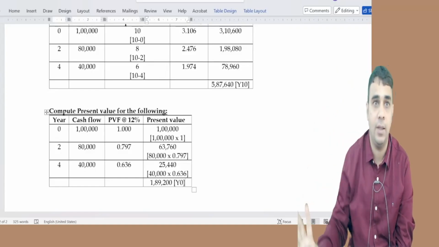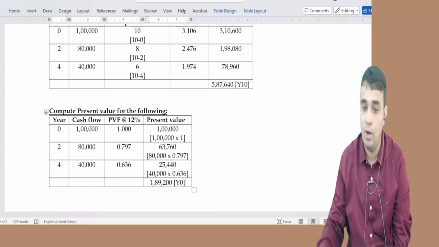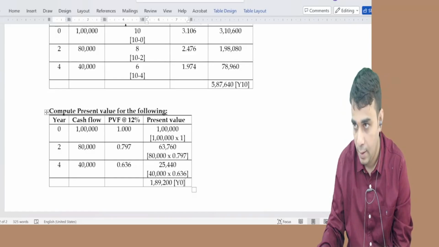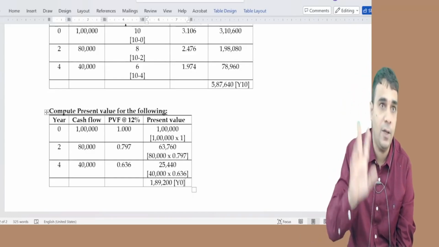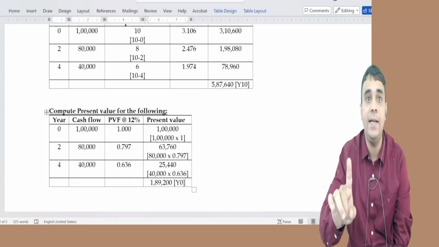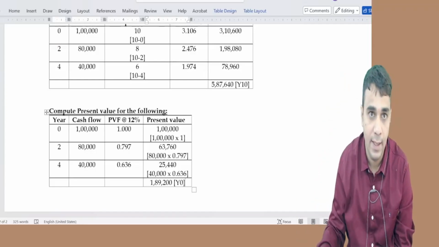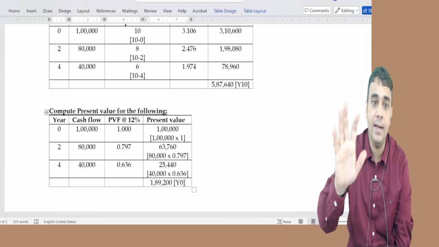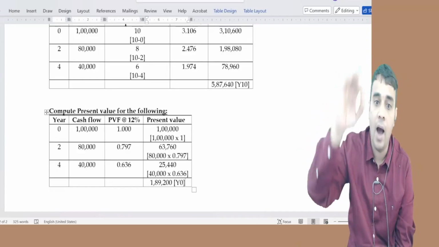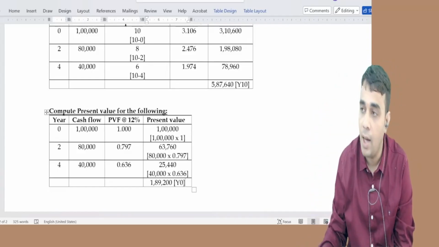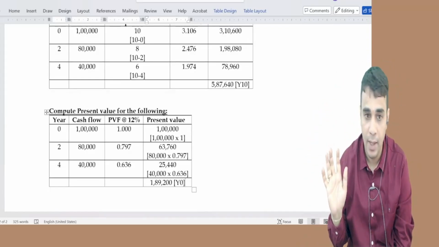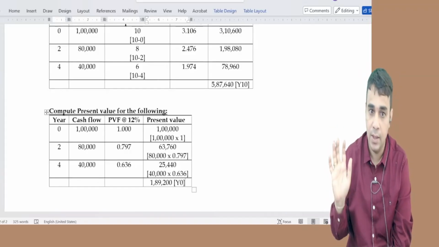All three are same only. 189,200 today, or 1 lakh today, 80,000 in the 2nd year, 40,000 in the 4th year, or 587,640 only in the 10th year. Technically, all three are same. Any doubts on this? Clear?